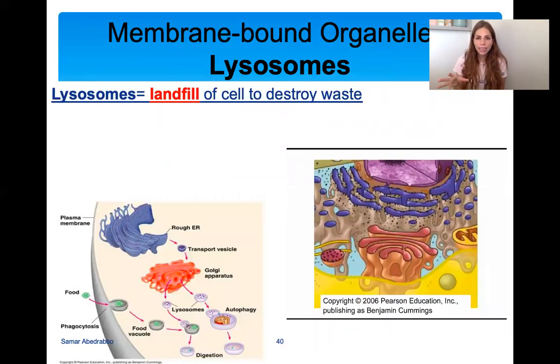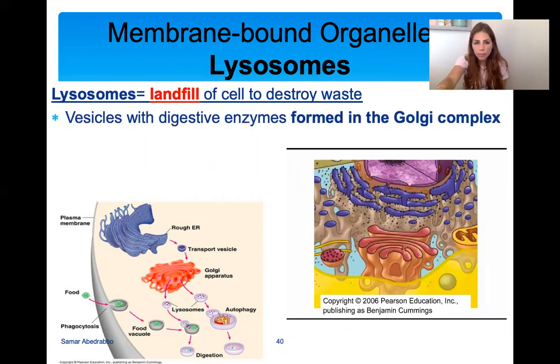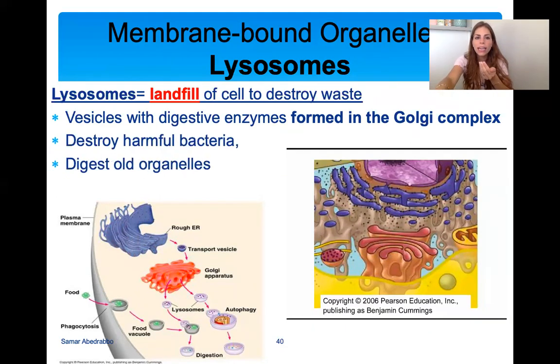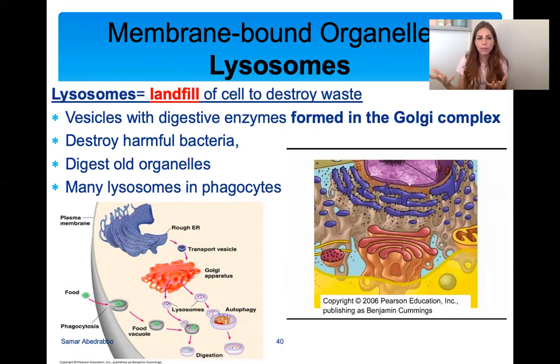Lysosomes: eukaryotic cells have lysosomes. Lysosomes are not found in prokaryotic cells, and they're basically the garbage dump of the cell. This is where we destroy toxic material and extra material that the cell doesn't need anymore. There are these vesicles inside our cells that have a lot of digestive enzymes, and they're made in the Golgi complex, and their function is to digest old organelles so that we can reuse the material.